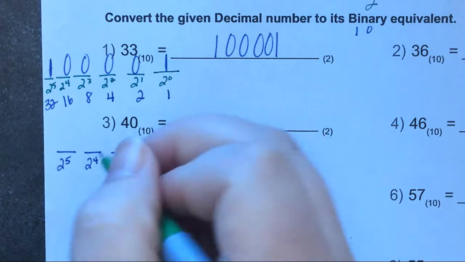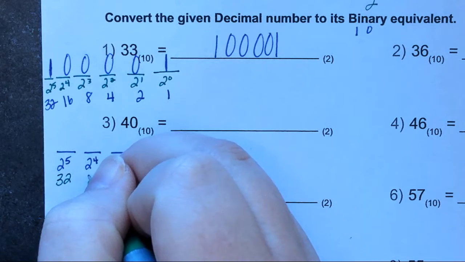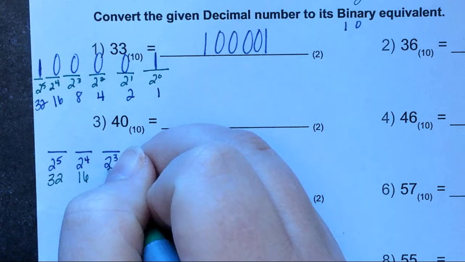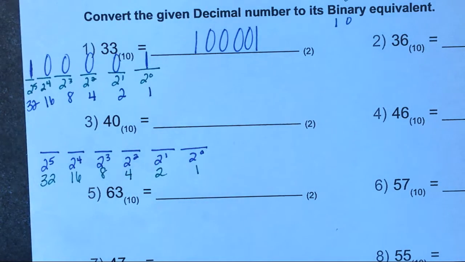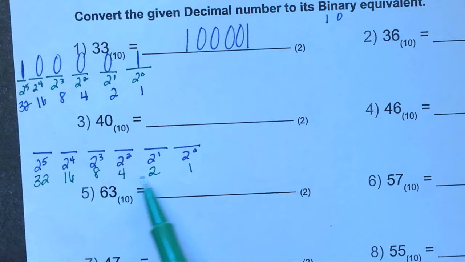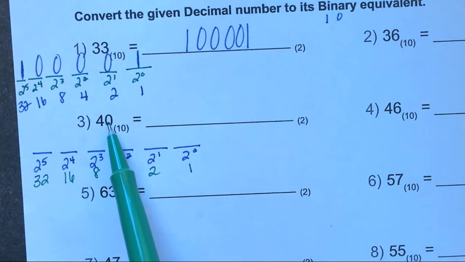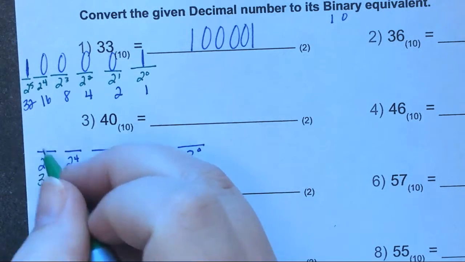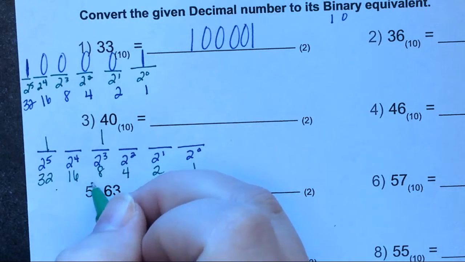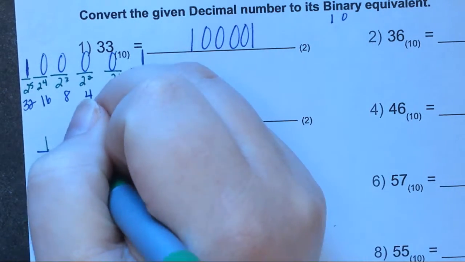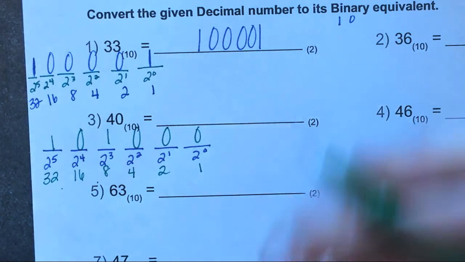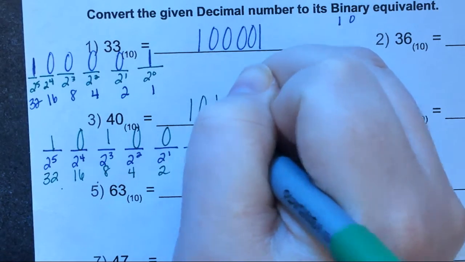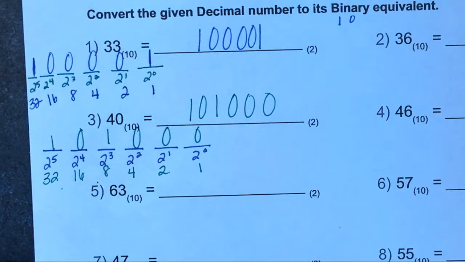And still, if you want to write them underneath, you can. 2 to the 5th is 32. 2 to the 4th is 16. 2 to the 3rd is 8. 2 to the 2nd is 4. 2, 1. If you need to write them underneath to think it through, you can. So I'm trying to think through what combination of these is going to add up to 40. 32 plus 8 adds up to 40. So I don't need that one. I don't need any of these. So my answer is seriously 1, 0, 1, 0, 0, 0.